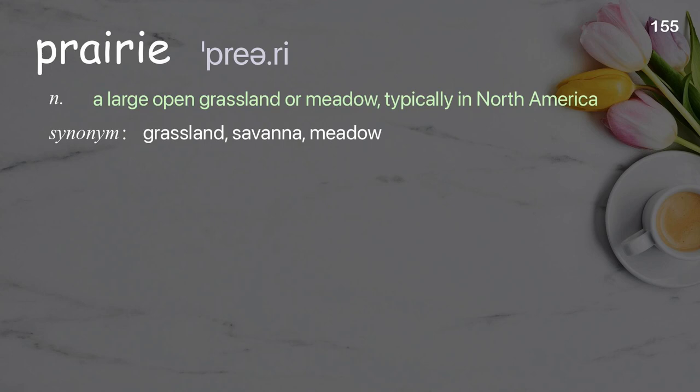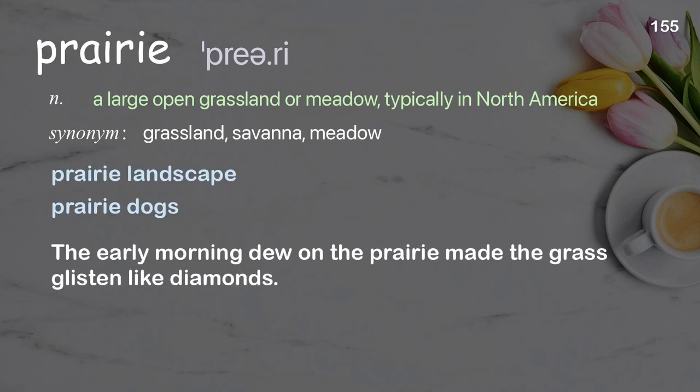Prairie. A large open grassland or meadow, typically in North America. Examples: prairie landscape, prairie dogs. The early morning dew on the prairie made the grass glisten like diamonds.